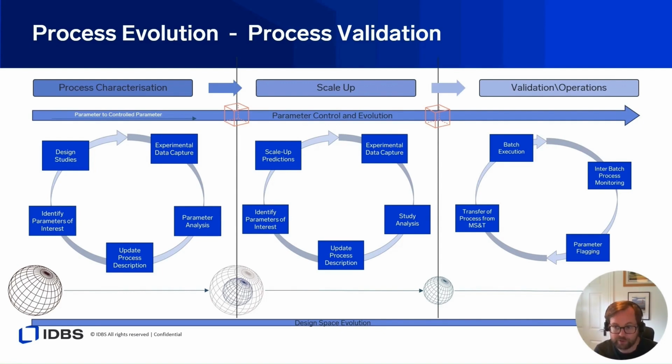We can then move up to scale up, doing similar things, and then ultimately into manufacturing, where using our manufacturing edge system, IDBS PIMS, we can look at inter-batch variation and batch execution and look at that continuous process validation going forwards.